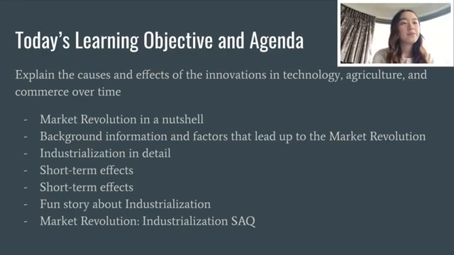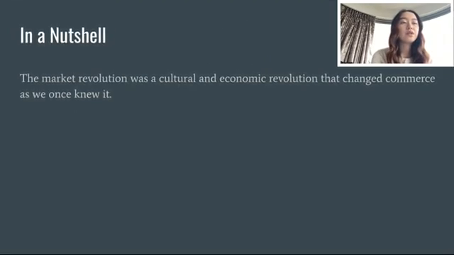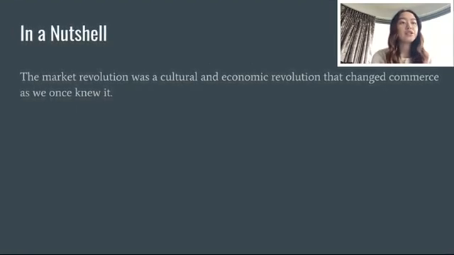But before beginning my presentation on topic 4.5 and the related learning objective, I want to take a second and describe how I plan to proceed. First, I'm going to describe what the market revolution was. Then, I'm going to describe some background relating to the market revolution, focusing primarily on the factors leading up to it. Then, I'll describe the market revolution in detail. I'll wrap up with a few short-term and long-term effects of industrialization before closing out with a story related to our topic. Let's start.